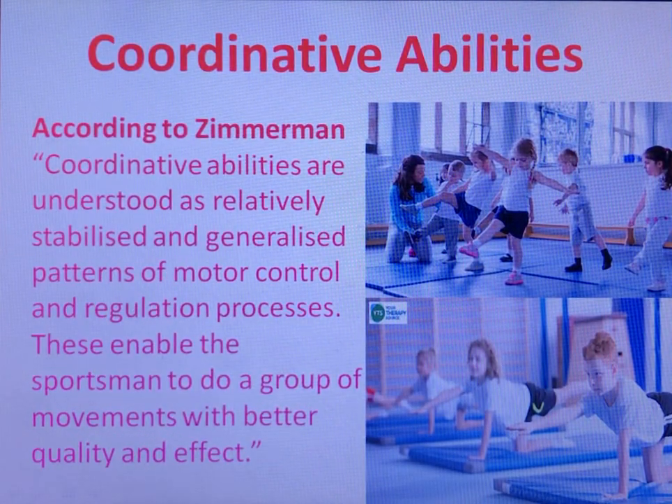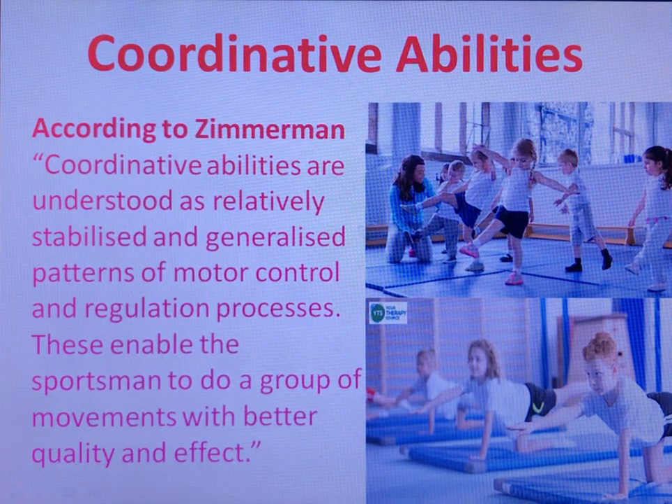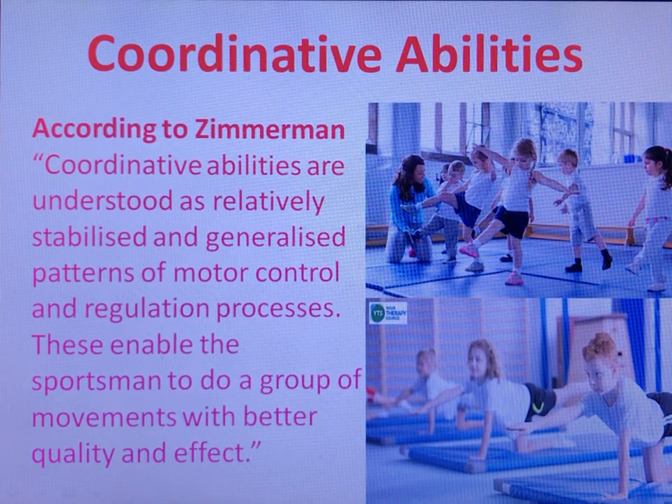The next topic is coordinative abilities. One of the main components of physical fitness was called agility, but now the term agility has turned into coordinative abilities. Coordinative abilities depend upon the central nervous system. According to Zimmerman, coordinative abilities are understood as relatively stabilized and generalized patterns of motor control and regulation processes. These enable the sportsman to do a group of movements with better quality and effect. Coordinative abilities are significant in sports and games.